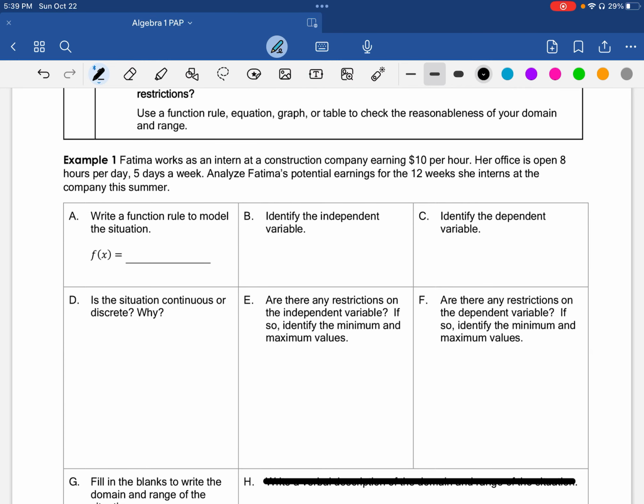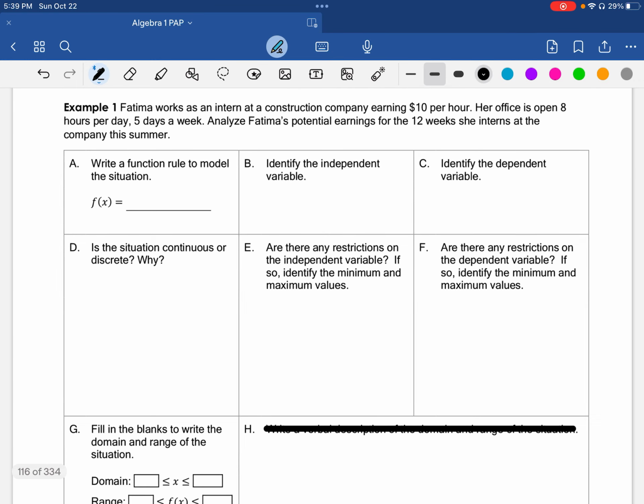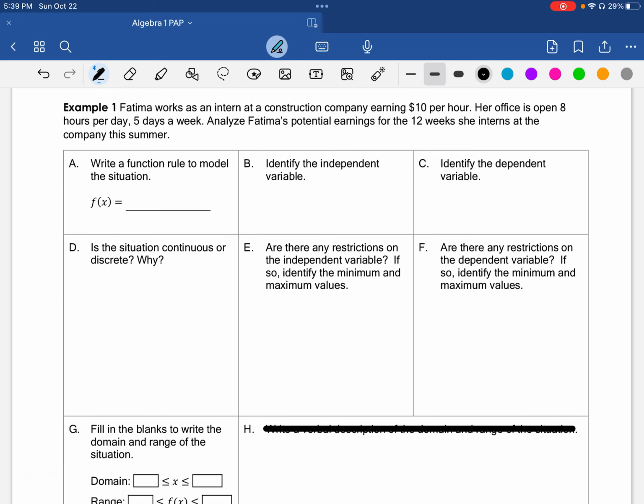Fatima works as an intern in a construction company, earning $10 per hour. Her office is open 8 hours per day, 5 days a week. Analyze Fatima's potential earnings for the 12 weeks she interns at the company this summer.